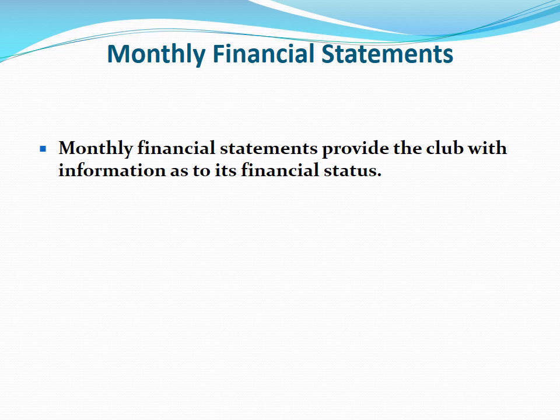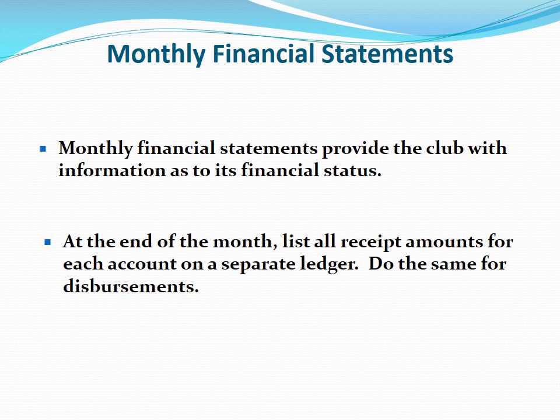Now let's look at preparing your monthly financial statements. They are provided to your club board at least on a quarterly basis during your board meeting. At the end of each month, it's strongly suggested that the treasurer brings all their receipts up to date in a separate ledger. You want to make sure that you have the income and the disbursements clearly stated in which category they go to. This is very important to keep the board involved in the operation of your budget.